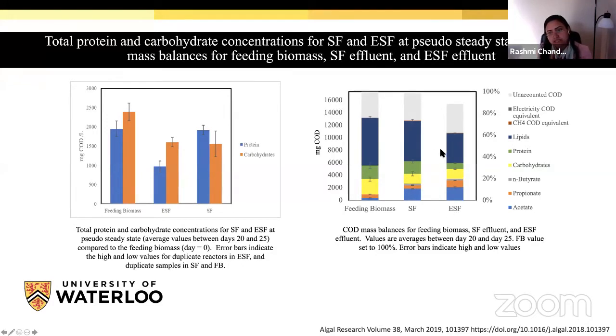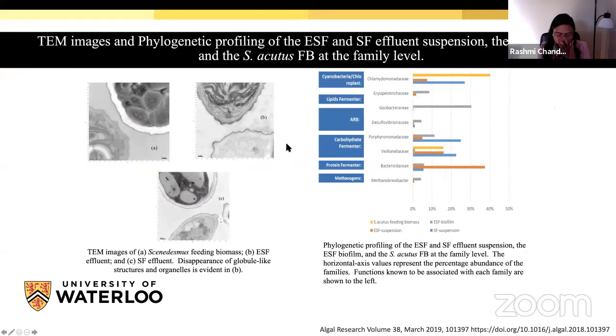So you can say there is a degradation of the carbohydrates and proteins, and everything is moving towards the lipid profile. After that, we analyzed that yes, lipid is being produced, and carbohydrates and proteins are degrading by hydrogenation. At the end of our experiment, we did TEM analysis.